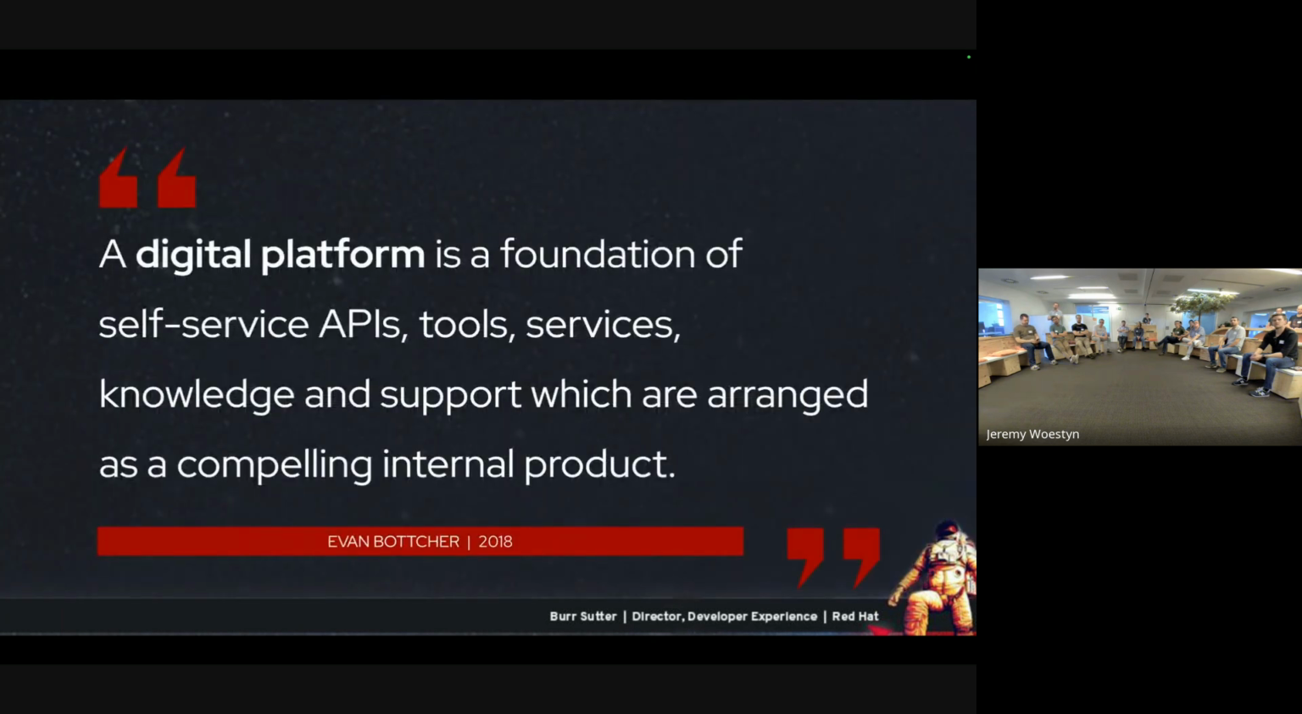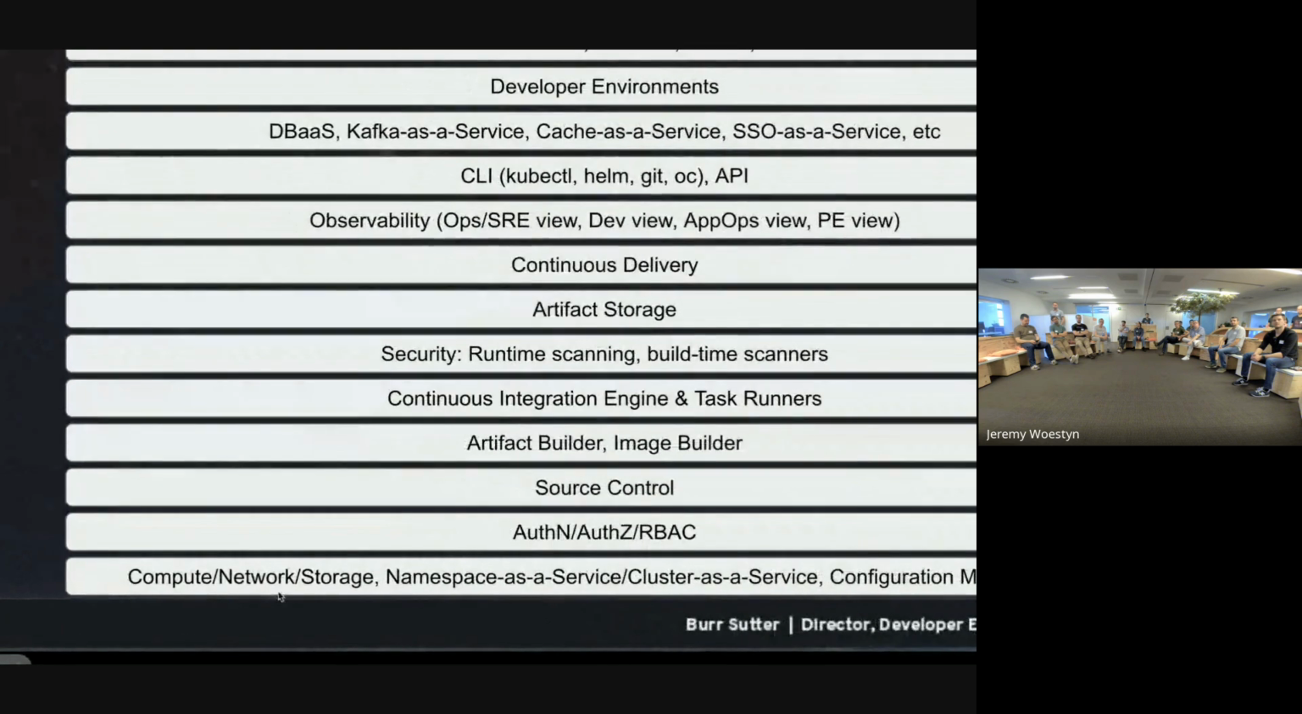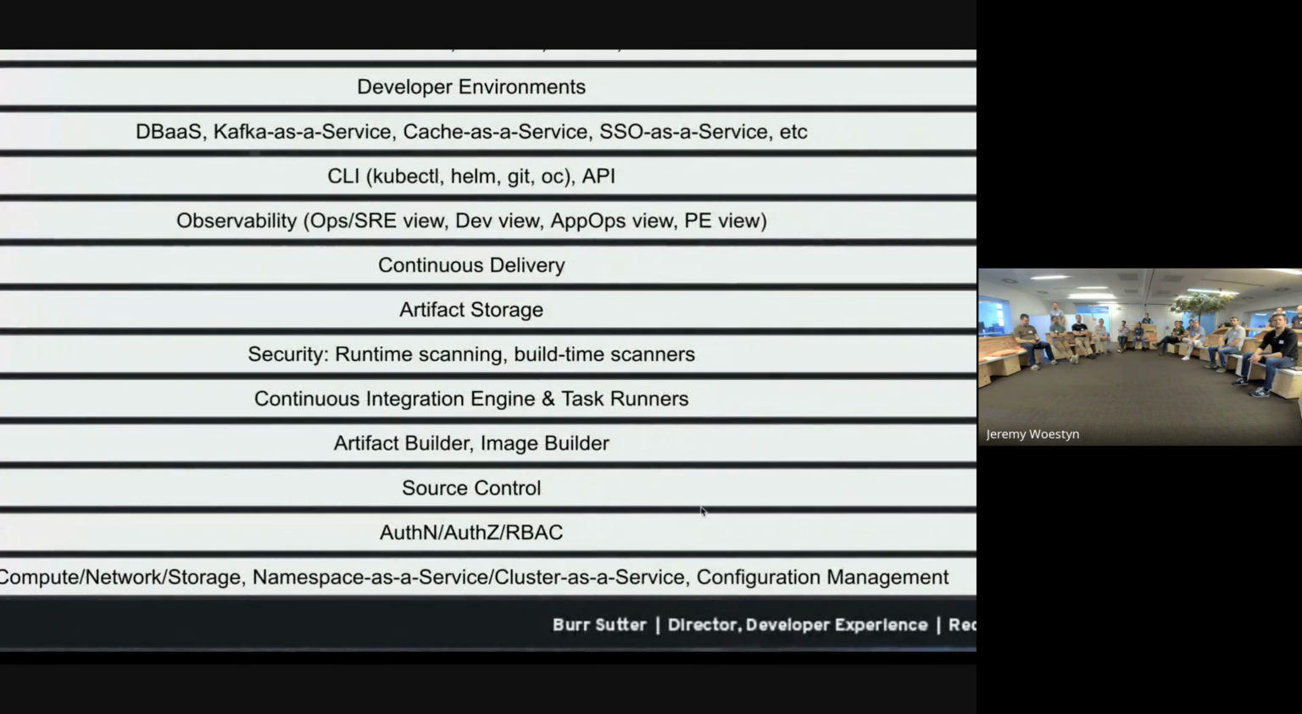So what is that platform? We won't worry about the definition here. I'll just show you a chart. A platform might look like this. Okay? You can see there's a lot here. You might have to think in terms of how you can offer compute, network, storage, self-service, namespace as a service, cluster as a service. You've got to think about authN, authZ, and RBAC. You've got to figure out what you're going to use for storage control. You've got to figure out what you're going to do for artifact building and image building. Those are two separate things. CI in terms of task runners and things of that nature. Your Jenkins, your GitHub Actions, things of that nature.